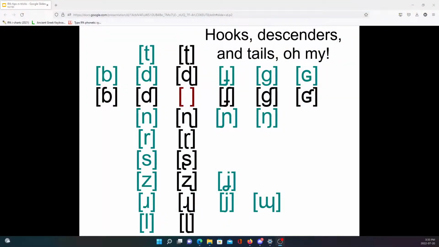So in this video, I want to look at the hooks and descenders and tails, all of these little bits that get thrown onto consonants to give us a richer set of consonants to represent sounds in the IPA. There's a whole lot of them here, but there's two or three really straightforward patterns that we can use. So let's flip over to the symbols here.